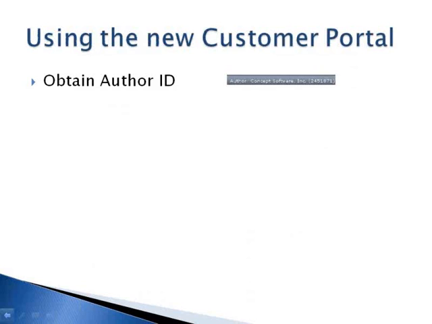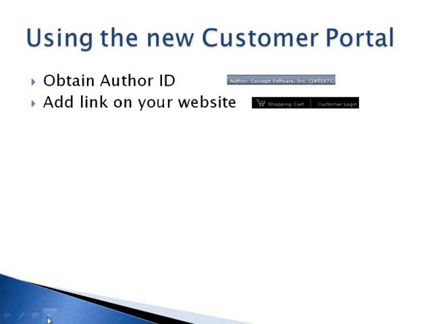Using the portal is very easy. The first step is to obtain your author ID. When you log into your Solo's administration interface, if you scroll down to the bottom and look for your author ID, it will be in parentheses next to your company name. The next step is to add a link to your brochure website. The screenshot here on this slide shows a portion of our homepage banner with the link to log in.